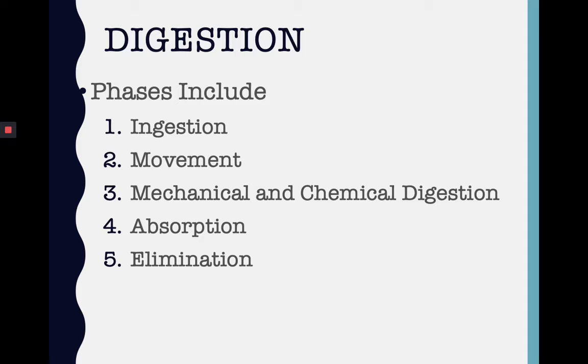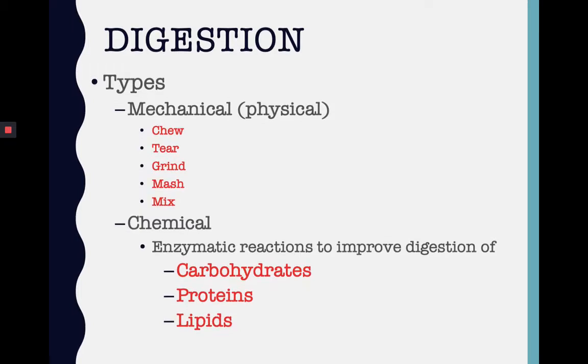Let's find out where all these processes actually occur. First of all, we go with mechanical digestion. What is mechanical digestion? It's when you take food into your mouth, you're chewing, tearing, grinding, mashing, and mixing. All those things we call mechanical digestion. It is a physical thing, where we are physically changing the food.